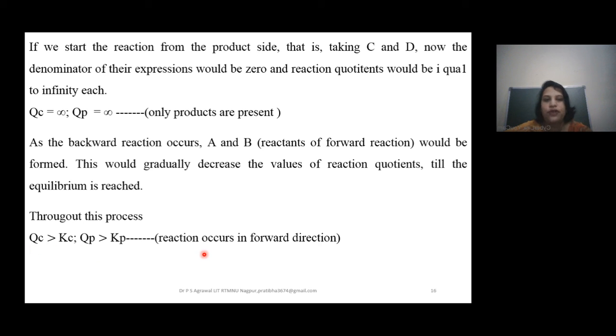The reaction quotient is a very handy tool. It can predict whether a given mixture of reactant and product would be at equilibrium or not. If not, in which direction the reaction would proceed in order to attain the equilibrium.